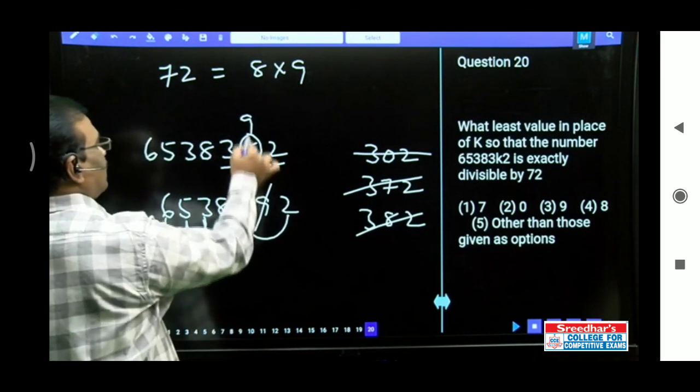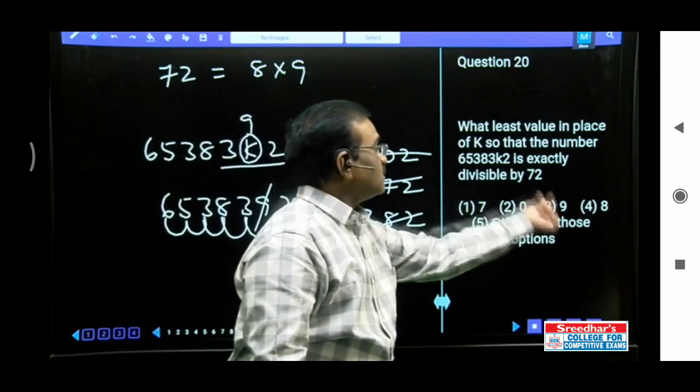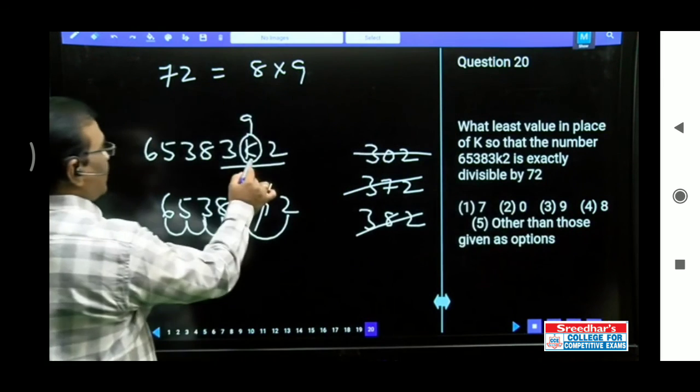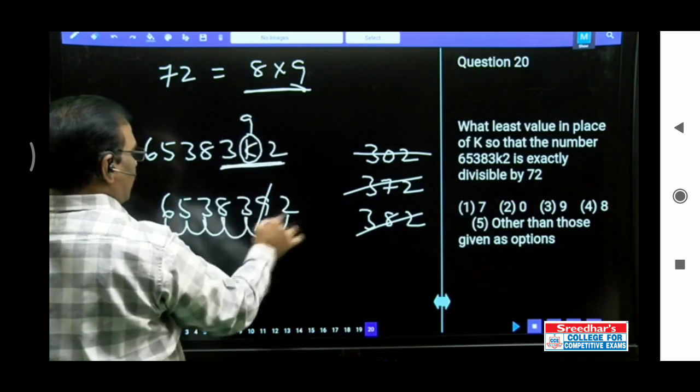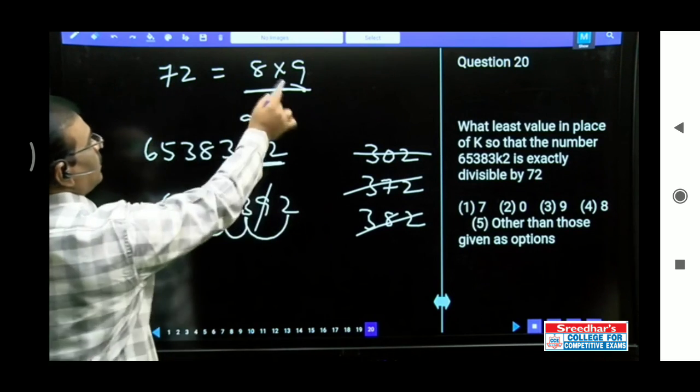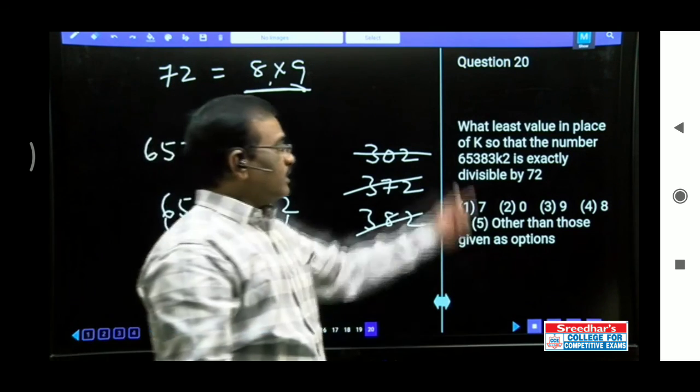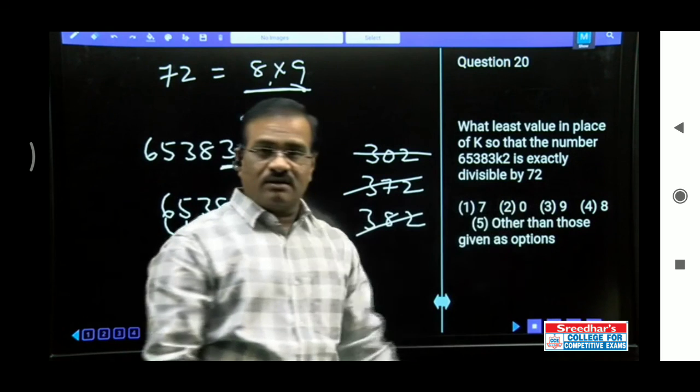Therefore instead of k, 9 should be there. Therefore the answer is the least value of k is 9. k ప్లేస్ లో 9 ఉన్నప్పుడు మాత్రమే both 8 and 9 క్యాన్సిల్ చేస్తున్నాయి. 8 కండిషన్ అంటే లాస్ట్ 3 డిజిట్స్ చూసాం, 392 లో 8 పోయింది. Sum of the digits divisible by 9 అవుతుంది. Both 8 and 9 పోతే that is exactly divisible by 72. Therefore the least value of k is 9. Thank you very much.